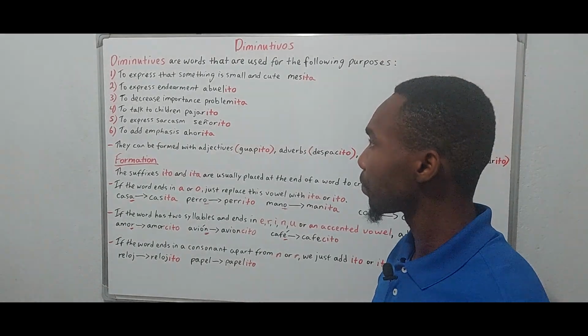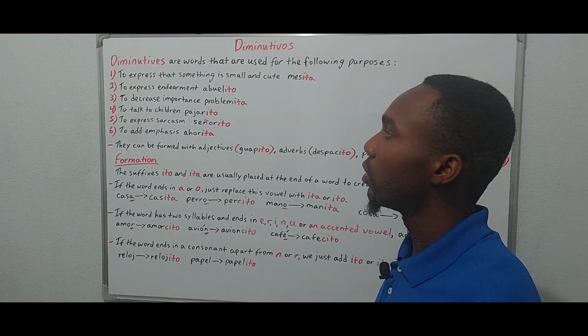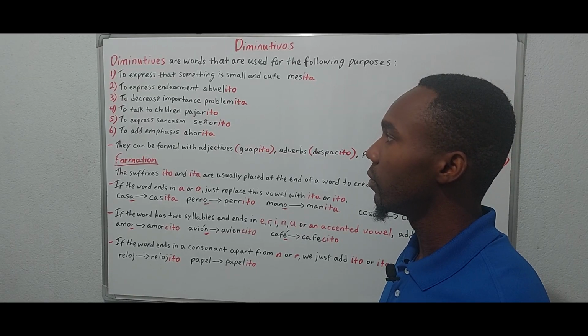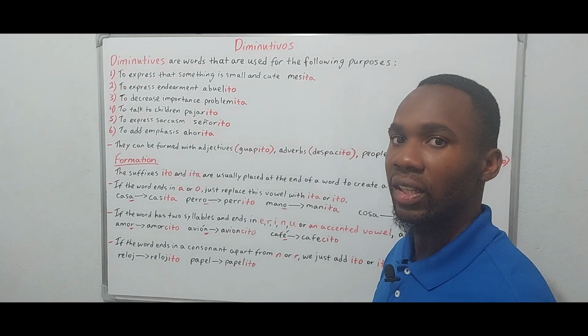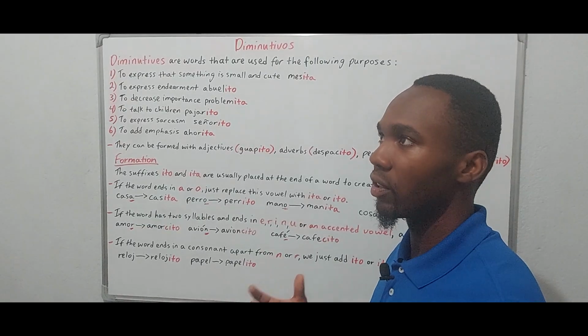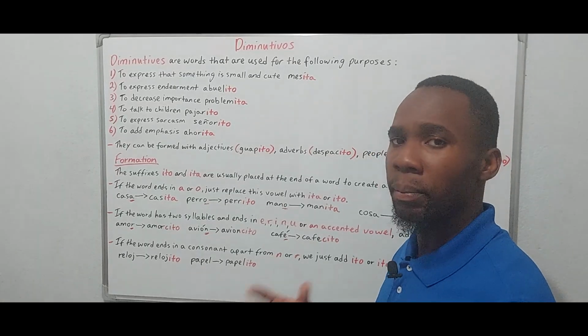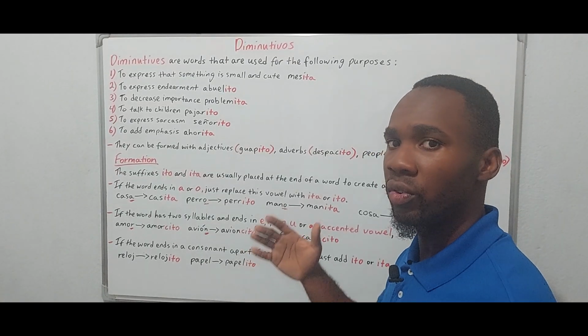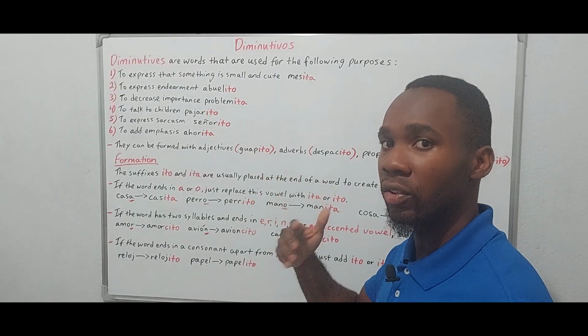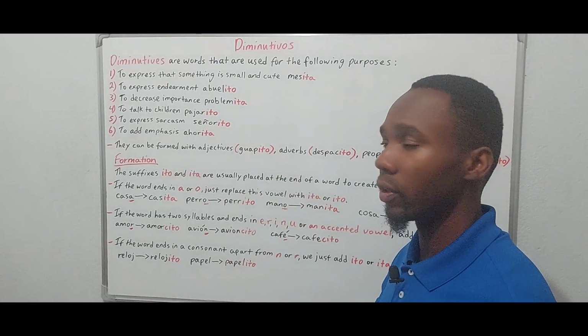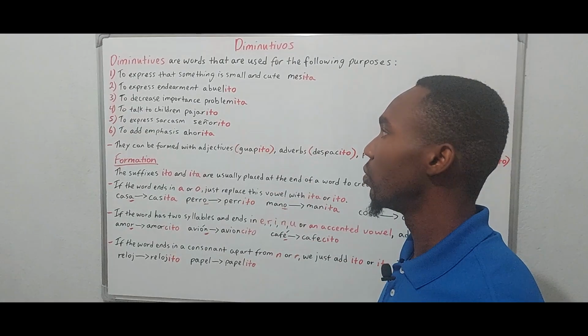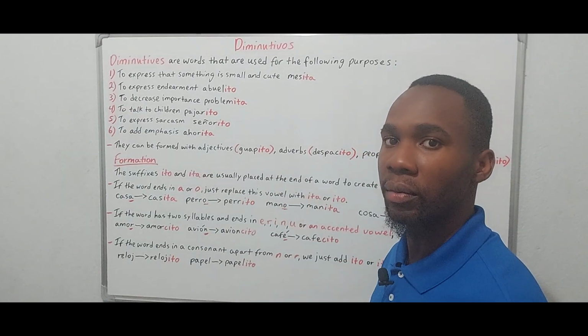Muy bien. Four, to talk to children. We call this child-directed speech. It is characterized by simplified language, and it is playful. So we can use diminutives to engage children, okay? Pajarito, so the little bird or the birdie.